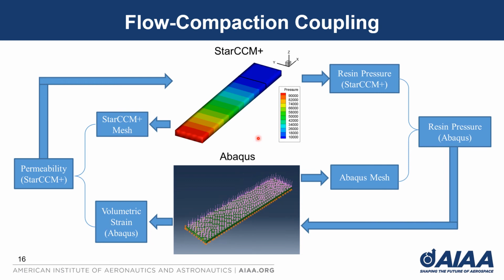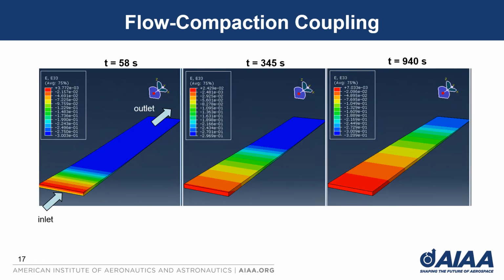For each time step, we extract the resin pressure from STAR-CCM+ and interpolate that in Abaqus. The resin pressure balances part of the atmospheric pressure, so the compaction is alleviated and the volumetric strain is changed. Using that strain, we update the permeability in STAR-CCM+ and the process repeats. An exemplary result is shown here, where the color contour is the strain along the thickness direction. We see that the panel is under a compressive state indicated by the negative strain.